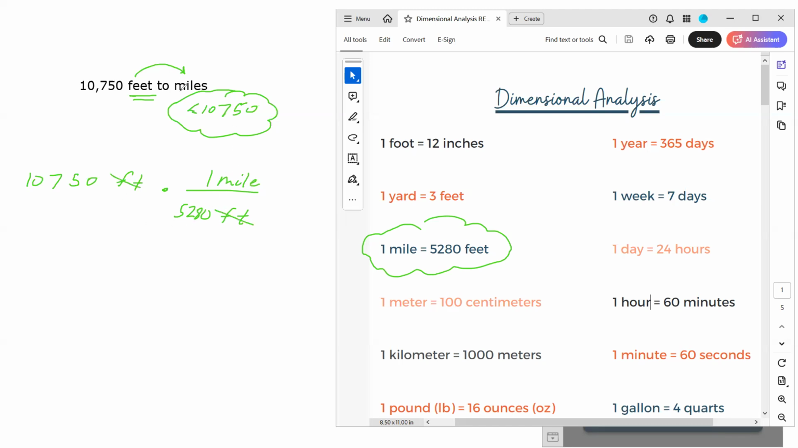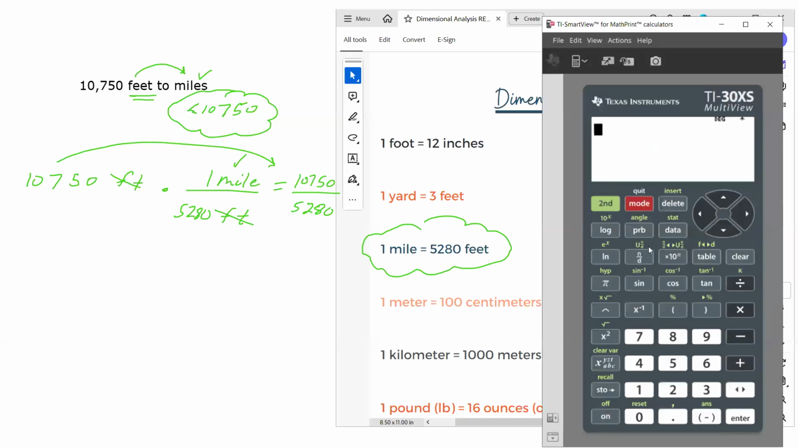And now we're to what we were trying to get to. We're miles, and so that's what we have here. So we're going to multiply across the top. Anything times 1 is itself. Multiply across the bottom. The only thing on the bottom is the 5,280. And then we're just ready to multiply or divide.